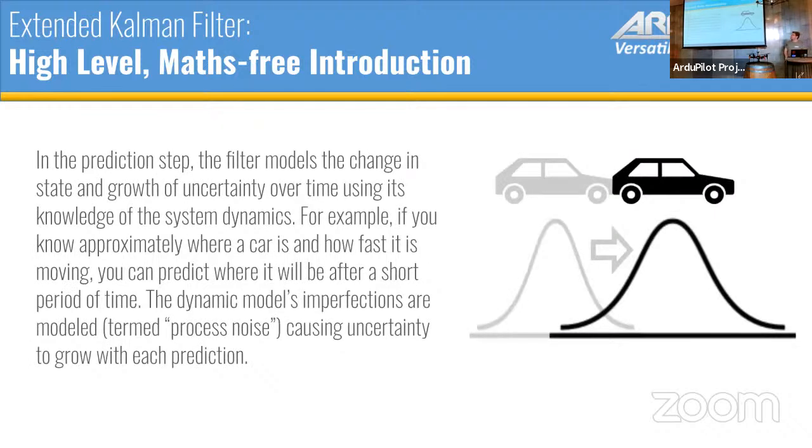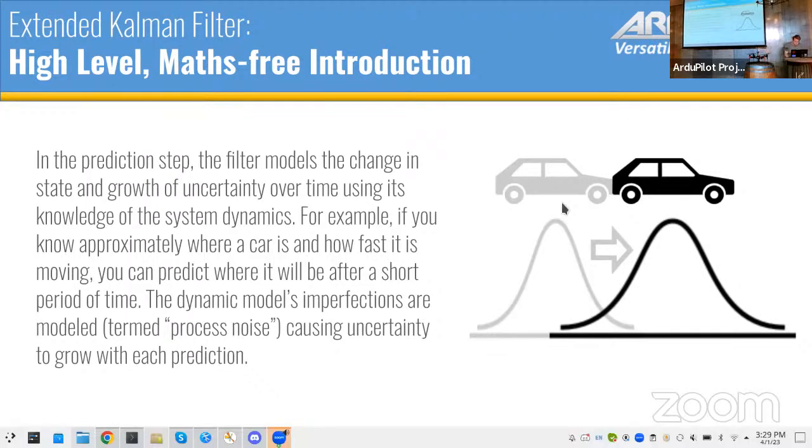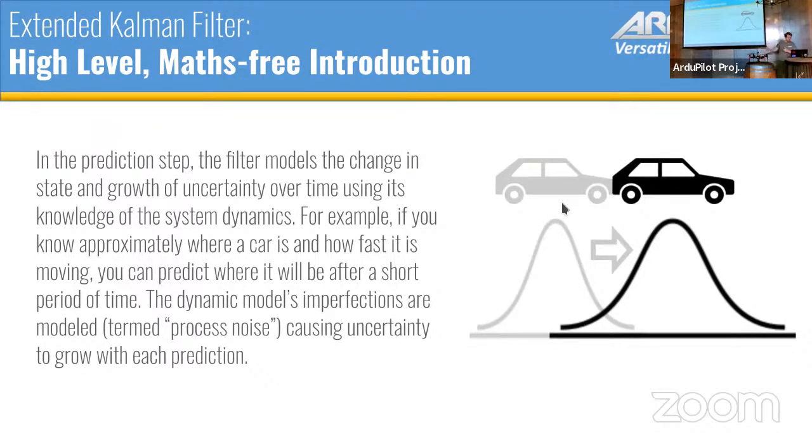Yes. So again, the filter is implemented in 2 steps. The first step is the prediction step, where the filter models the change in state and the growth of its uncertainty in its state over time, using its knowledge of the system dynamics. So if you know where a car is and how fast it's going, you can predict where it will be after a short period of time, but your uncertainty as to its location grows. The imperfections in the dynamic model are modeled, and that's called process noise, and that determines how that uncertainty grows over time with each prediction.